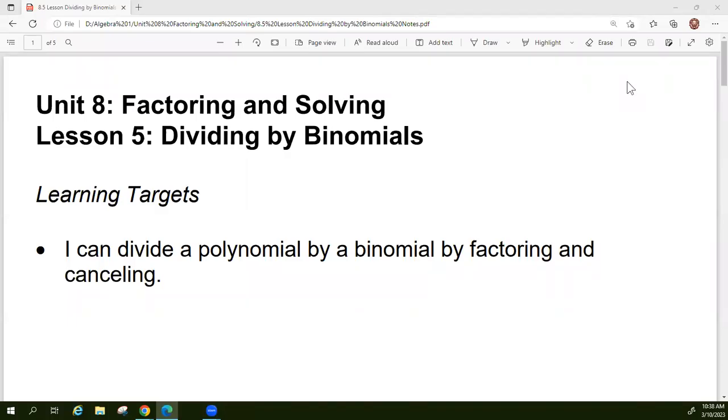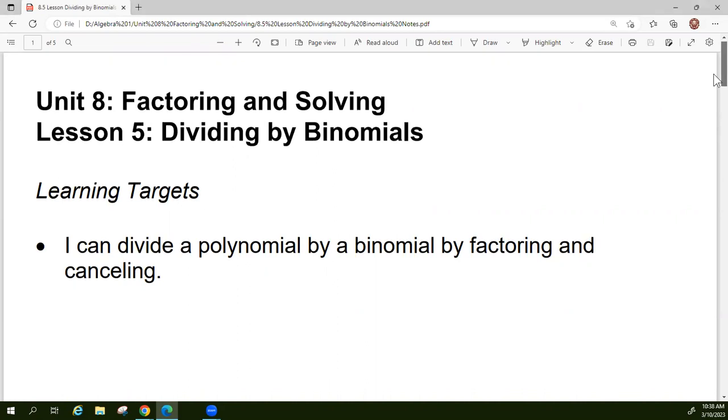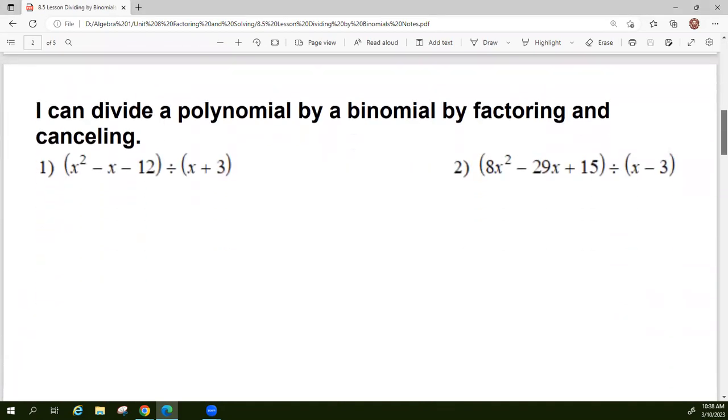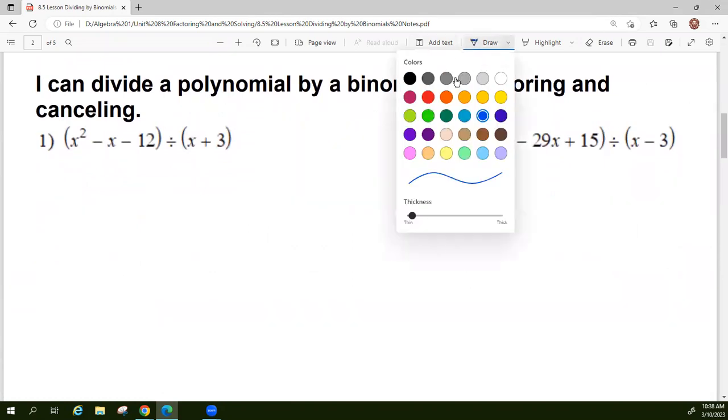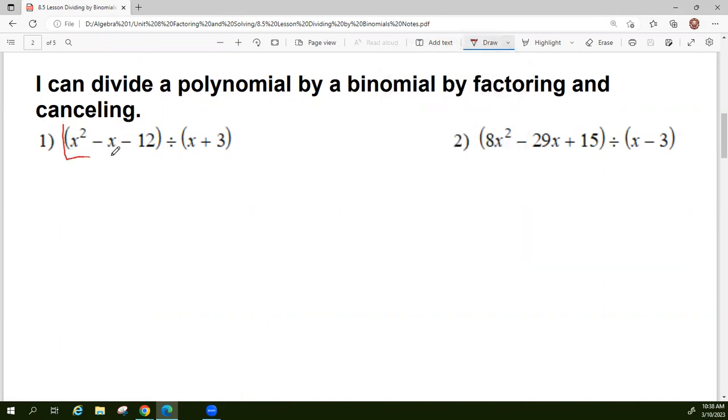Hey, today we are going to talk about a bit of factoring, but also how we can use factoring to solve or simplify expressions that contain polynomials. So here, if you look at the first one, we have a polynomial, x squared minus x minus 12, and we're being asked to divide it by this binomial. And so this would be really difficult the way that we're looking at it, but if we factor the top part, if we factor this polynomial, we can do some canceling to simplify.